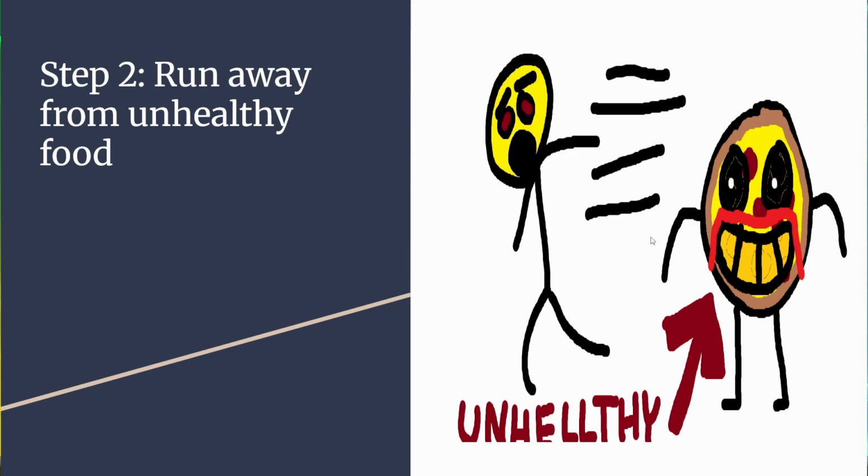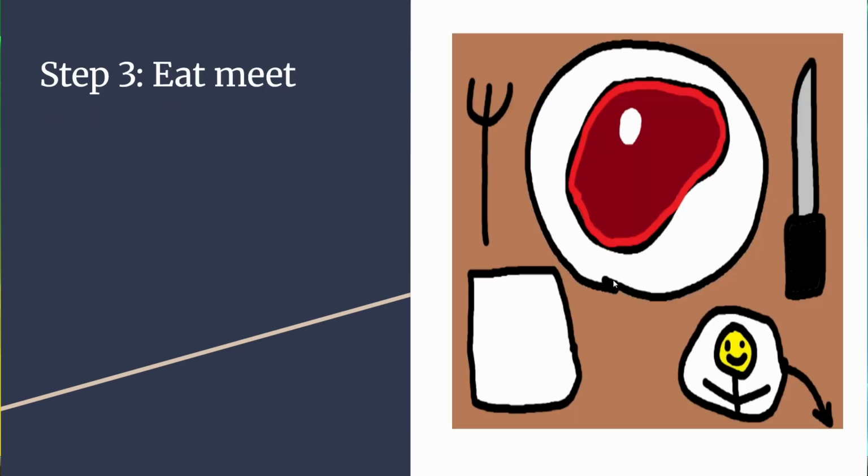As you can clearly see from my diagram, this person is diseased because of all the unhealthy food that they had been eating. So the next step is to run away from it so you don't have to encounter it anymore. And clearly, why would you even want to encounter that food anyway? Look at this thing. That thing is not a friendly face. You do not want to be near that stuff. Next thing to do is to eat meat. Meat is very healthy unless you don't like meat, then.